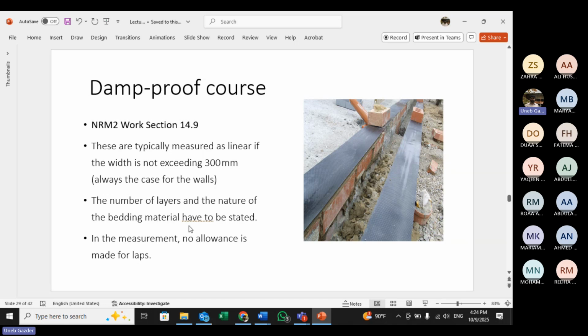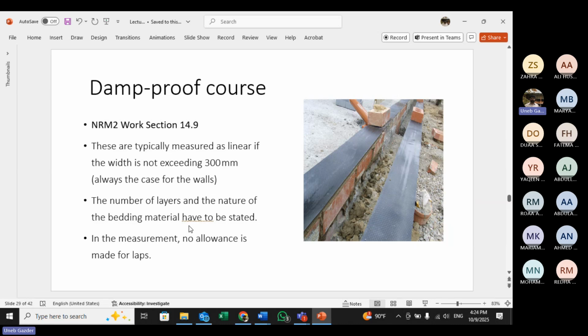Okay, so you have to mention what type of material you are using for DPC because there are different types of materials, and in how many layers you have to put it. For example, your DPC is 200 millimeters. Do you want to put the entire 200 millimeters in one go, or will you make two layers of 100 millimeters? You have to mention that as well.